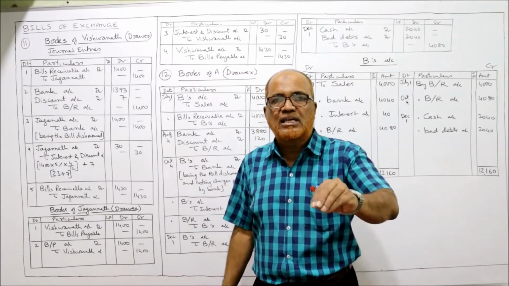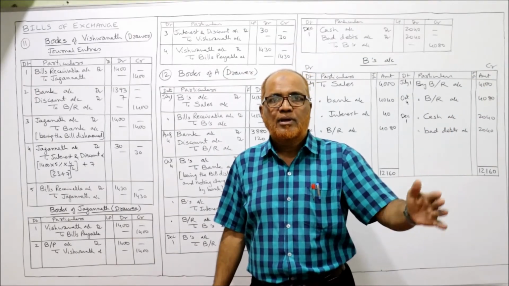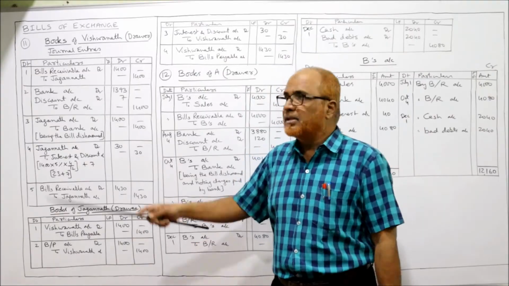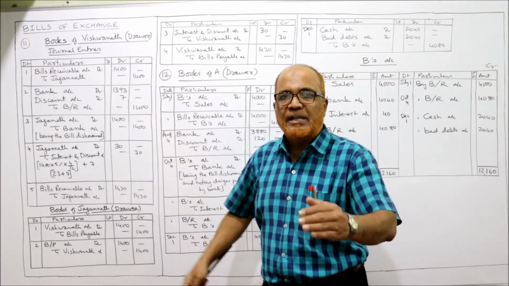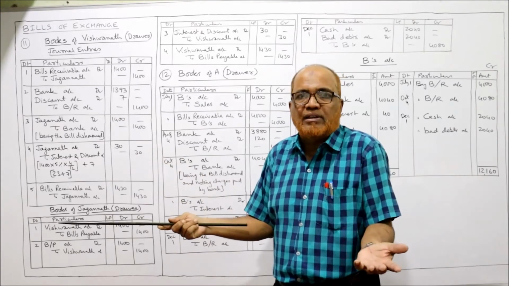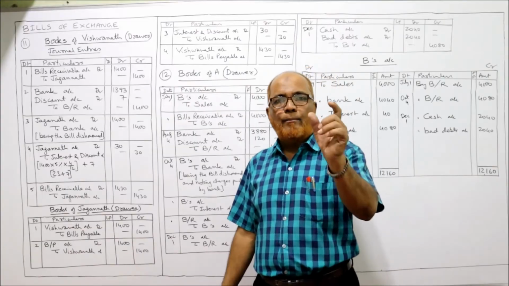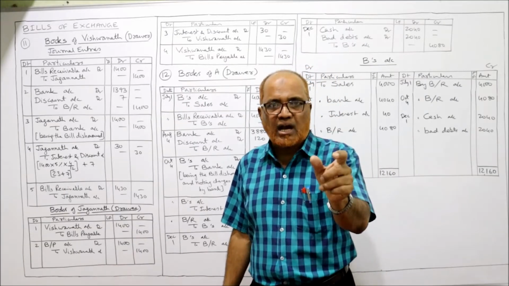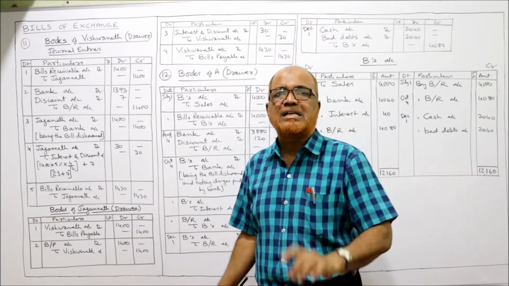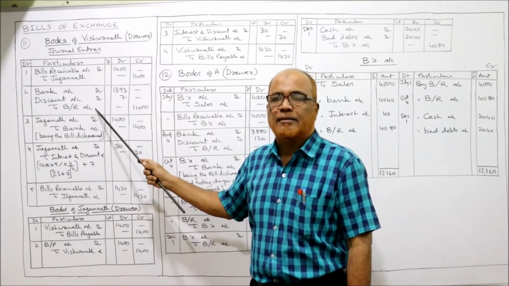Now Vishwanath is giving away the bill to the banker. Bills receivable is going out. When he received the bill, bills receivable was debited. When the bill is going out, bills receivable should be credited. Now he does not have the bill. Being the bill discounted. So what is the entry? Bank Account debit and Discount Account debit to Bills Receivable. Being the bill discounted with bank.